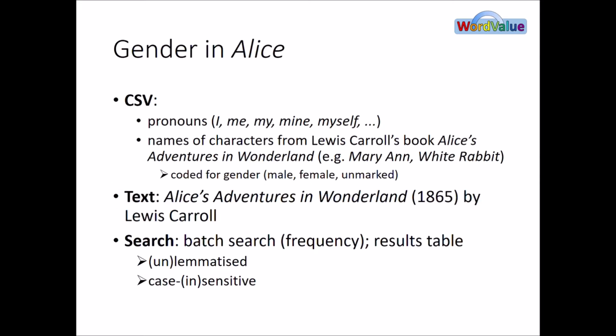The CSV file that you will see in the demonstration contains the pronouns and some names of characters from Lewis Carroll's book. All of these were coded for gender as male, female, and unmarked. The search is a batch search. For frequency, you will see a results table and the option of picking lemmatization and case sensitivity.